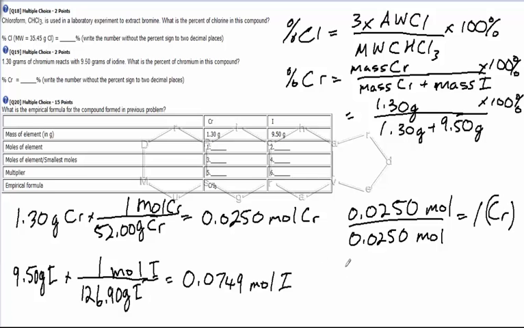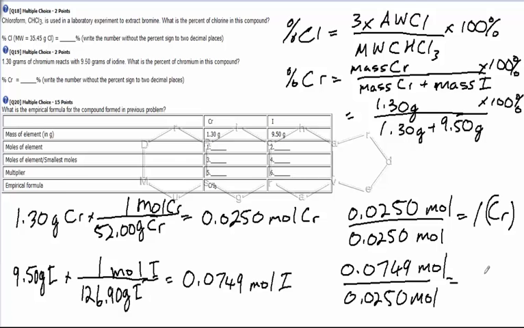And I'll take the 0.0749 moles divided by 0.0250, and that's going to be 3.00, and that's for the iodine. So you can see that the ratio of chromium to iodine is going to be 1 to 3, which is how we end up getting our empirical formula of CrI3.